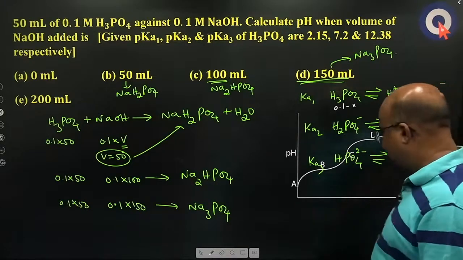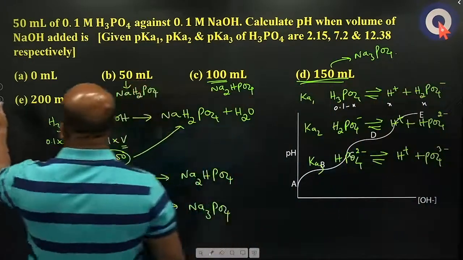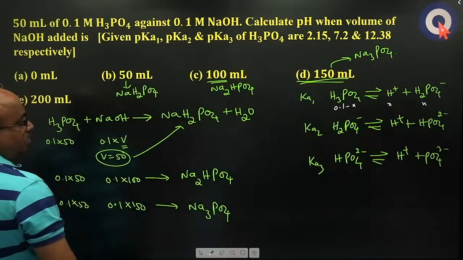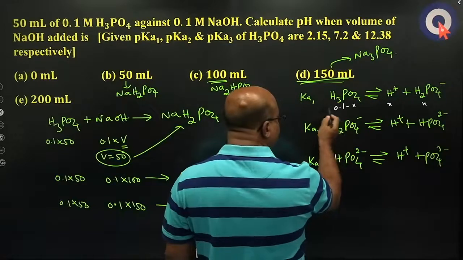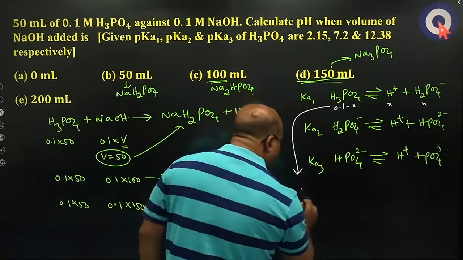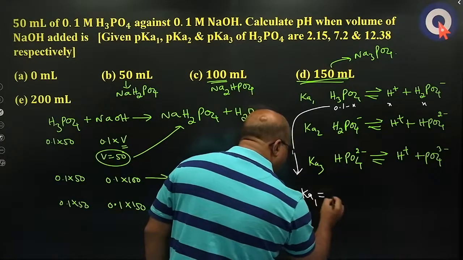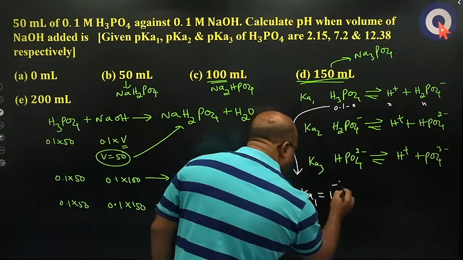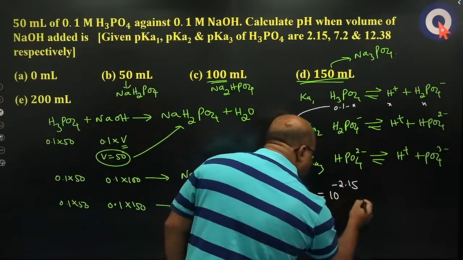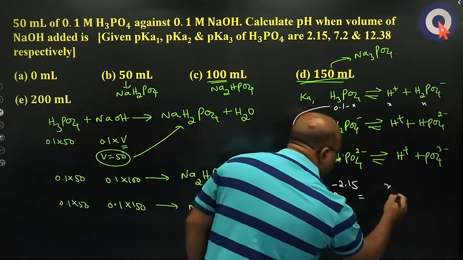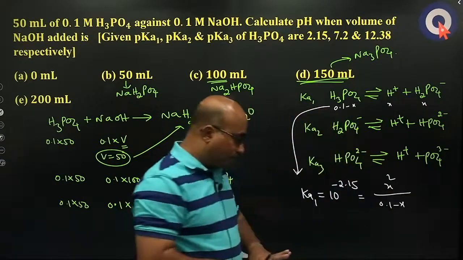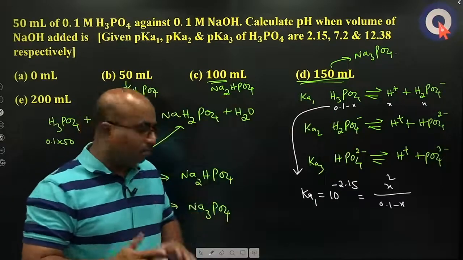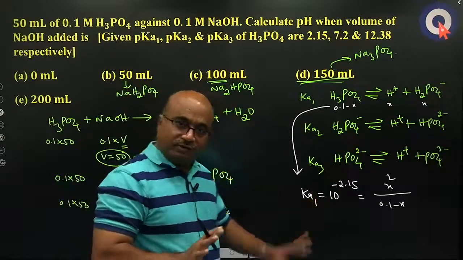Okay, this we take. So what is the thing we can do? Ka1, which is nothing but 10 to the power of minus 2.15, is equal to X square by 0.1 minus X. So if we want an exact way of determining, we can determine like this.